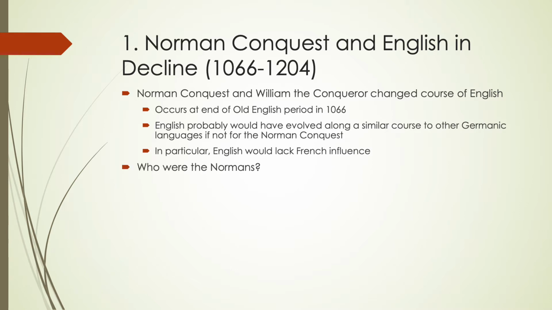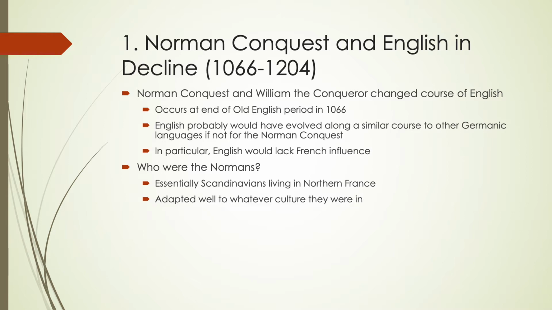But who were the Normans? The Normans were essentially Scandinavians that were living in northern France. So much as the different Teutonic tribes had come over to the English Isles before the Old English time period, the Normans were Scandinavians that had traveled down through the continent and were living in northern France during this time.